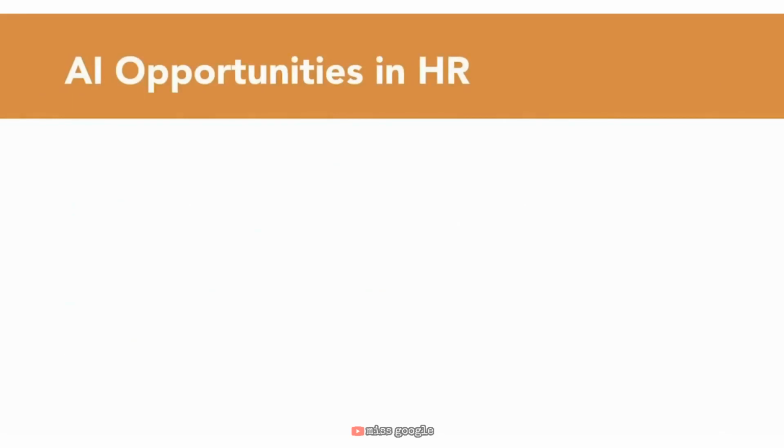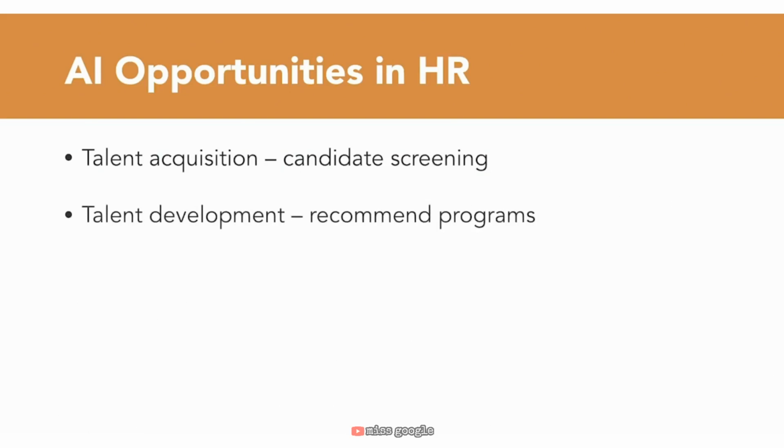What kind of opportunities does AI have for HR? What kind of use cases can it solve? Here are some of the examples. AI can help in talent acquisition. For example, it can automatically screen applicants and filter the list to those who have skills and experience to match the requirements. It can help in talent development by recommending the right set of training programs for a given employee.